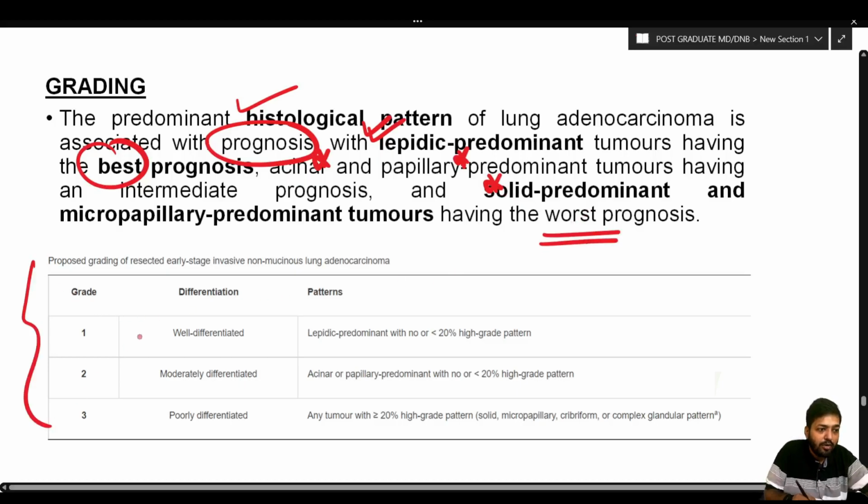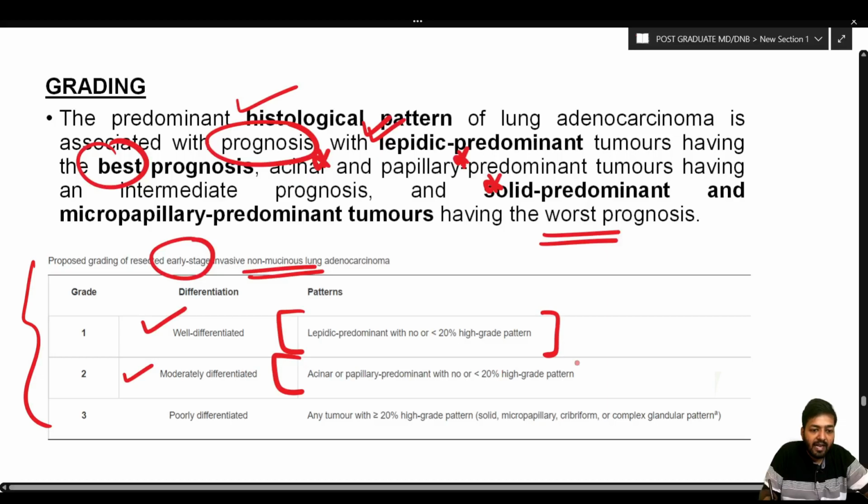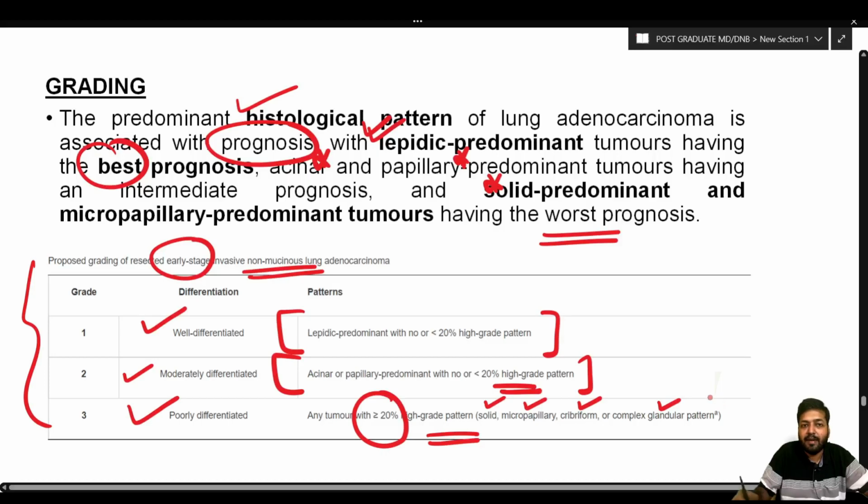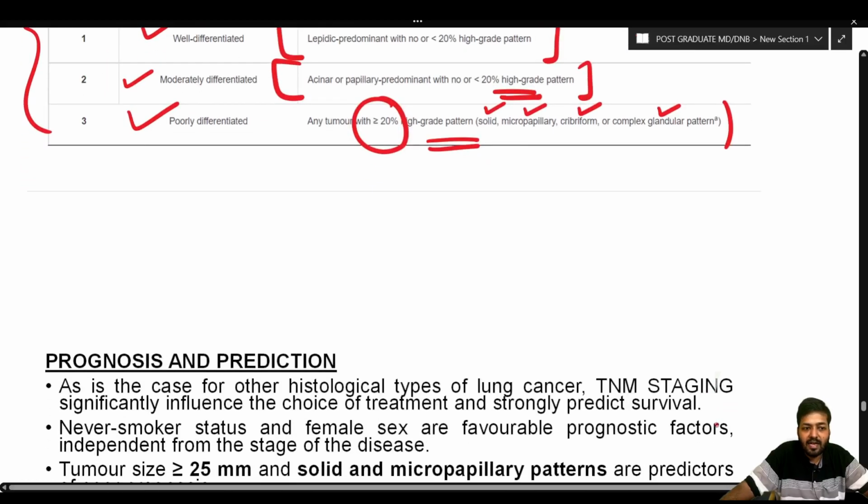Now, if you look at the WHO grading of early resected invasive non-mucinous lung adenocarcinoma, grade 1 tumor, that is well differentiated, is lipidic predominant with no or less than 20% high grade pattern. Moderately differentiated is acinar or papillary predominant with no or less than 20% high grade pattern. Poorly differentiated is any tumor with more than or equal to 20% high grade pattern. High grade pattern means presence of solid, micropapillary, cribriform or complex glandular pattern. So this is basically the grading system for early stage invasive non-mucinous lung adenocarcinoma.